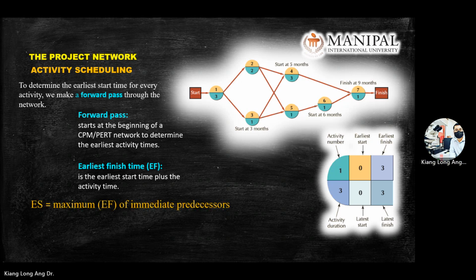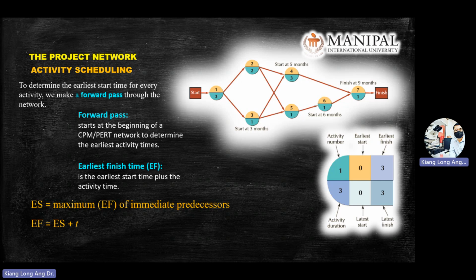Next, what is ES? ES is the earliest start time. It is the maximum of the earliest finish times, EF, of the immediate predecessors. Okay, so you take EF equal to ES plus T.